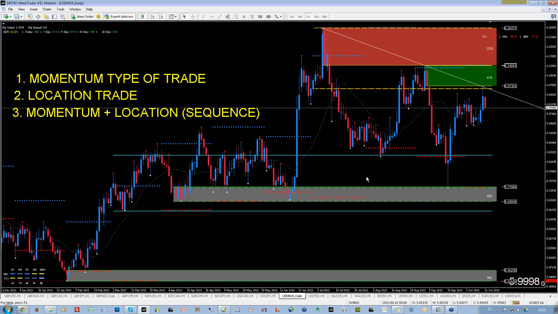This is the best one, because it combines both. The momentum goes with the higher time frame, and there is such a big correction into that higher time frame that we get a strong momentum up. In this case, up because it's a monthly demand area.